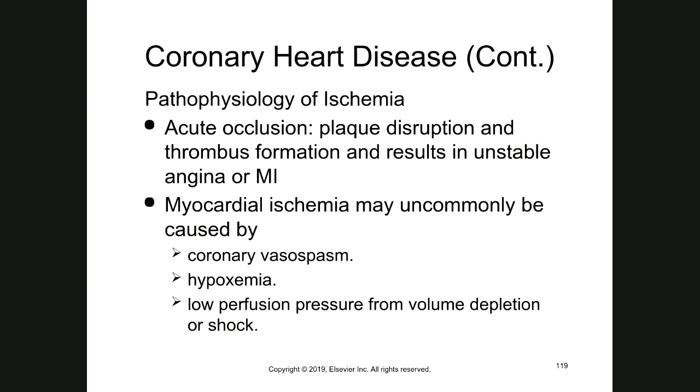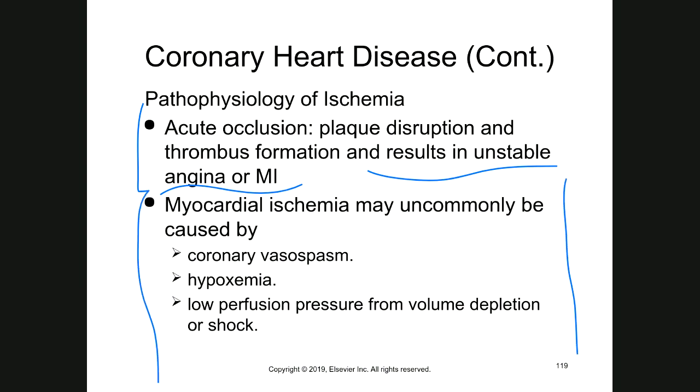Now, in the acute occlusion, you already know what will happen. The plaque disruption and thrombus formation, resulting in unstable angina or myocardial infarction. Myocardial ischemia may also be caused by coronary spasm, hypoxemia again, and low perfusion. But again, for me right now in the test, careful with the first one.